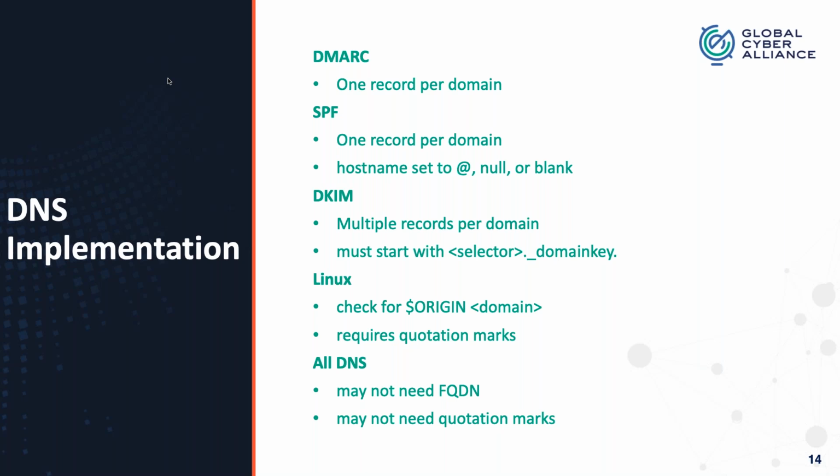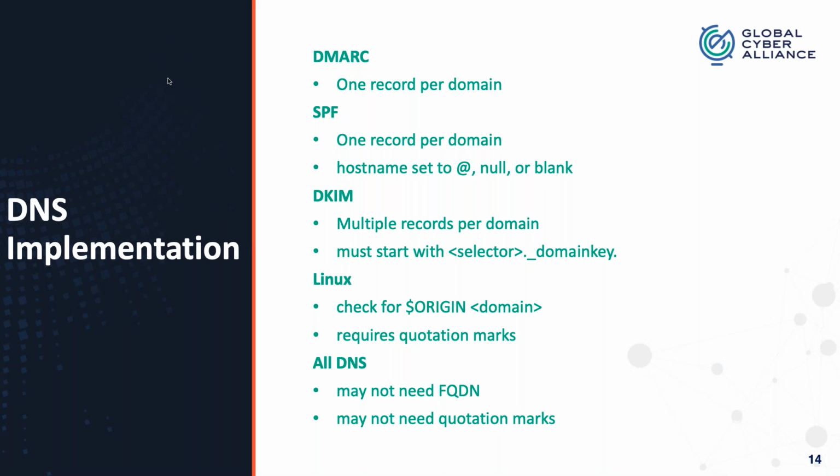But with Office 365, they tell you, no, this is what the selector is going to be: selector1._domainkey, selector2._domainkey. That's what you have to use. It's not an option. So if the third-party provider gives you the DKIM information, that's what you use. You can't pick and choose your own at that point.